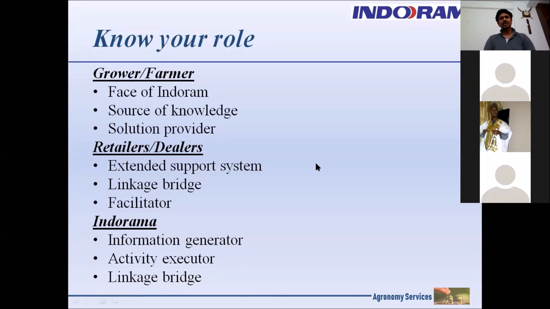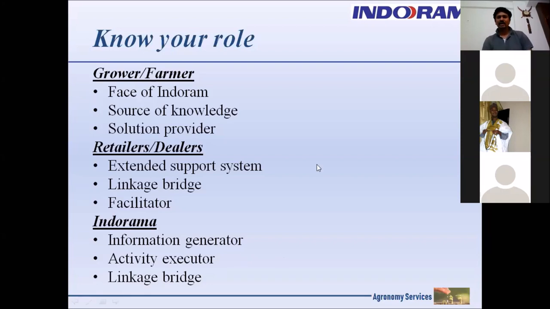And then once we come to a retailer or a dealer, what is a retailer or dealer expecting from you? What should be your role with your dealer, distributor or retailers? He's considering you as an extended support system, because he cannot support or address all the customers associated with him. So he's looking for you to support him in ensuring an effective delivery of his produce, as well as any queries of farmers. He's looking for support from your side for addressing all of the problems of the customers.